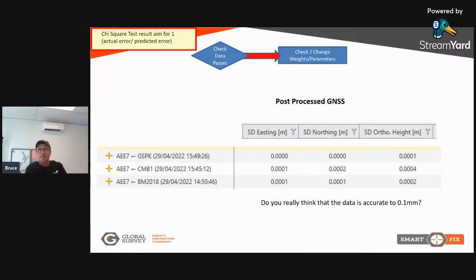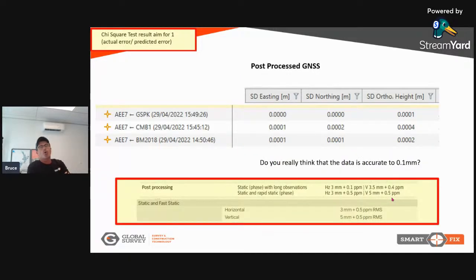GNSS post-processed data as well. We just have to be a little bit careful of that. If you look at my example here, you'll see we've observed AEE7 3 times, and the accuracy that the post-processing result is spitting out is 0.1 of a millimetre. The question we need to ask ourselves: do we think that is actually really true? Quite possibly AEE7 was never moved at all when those 3 observations were taken into that set of data, and therefore there's no chance of it ever being wrong on top of its own position. So what we really need to think about is what our manufacturers are expecting from the results of post-processed data, and we need to be adding that into the weight of the survey.